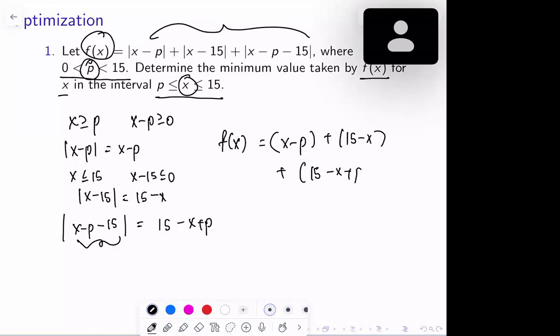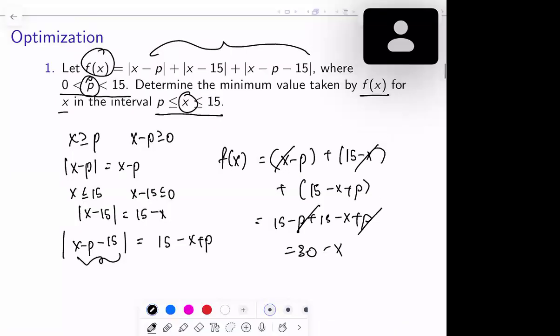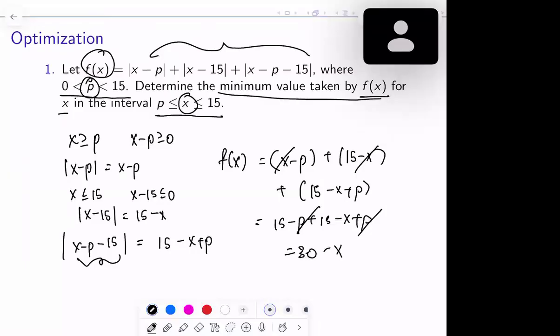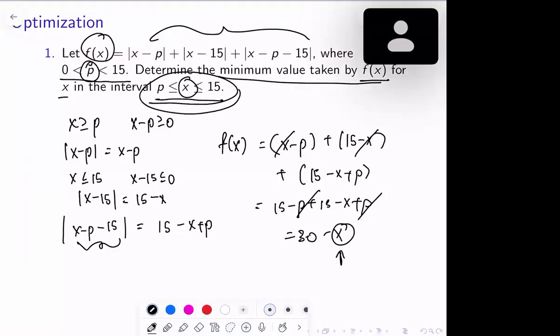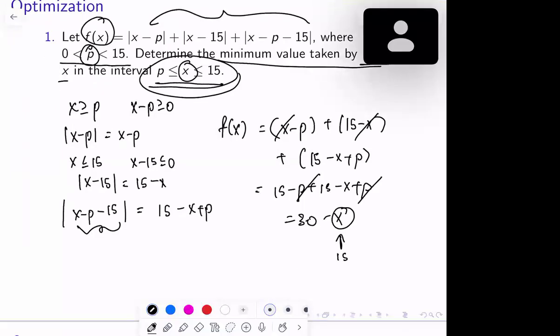15 minus x plus p, which gives us 15 minus p plus 15 minus x plus p, and these cancel, and you get 30 minus x. And we want to find the minimum value of f of x for x in this interval. And so the minimum value is obtained when x is the largest possible, which is 15. So 30 minus 15 is 15. So 15 is our final answer for the first question.